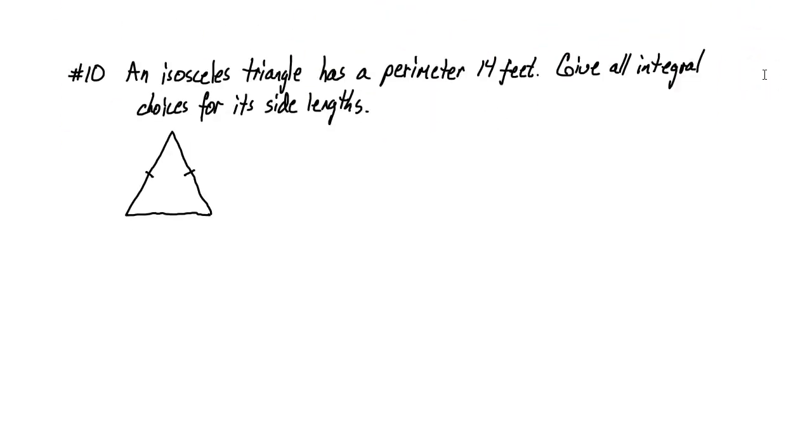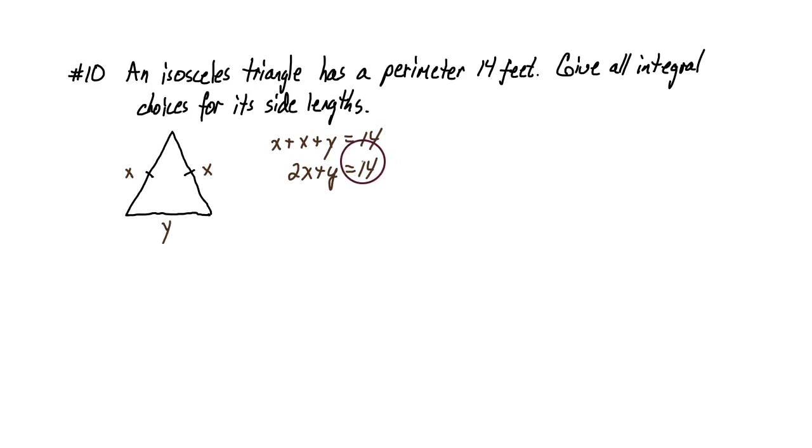Number 10, an isosceles triangle has a perimeter of 14 feet. Give all integral choices for its side lengths. An isosceles triangle has two equal length sides. I marked those sides with these little tick marks. If this side is x, then so is this side, because they're equal to each other. The other side of the triangle, we could use y. When we add up around the outside, we get 14. So x plus x plus y is equal to 14, or 2x plus y is equal to 14.